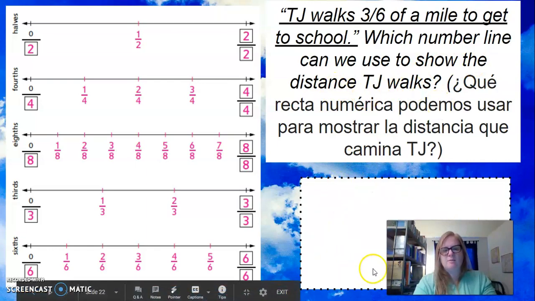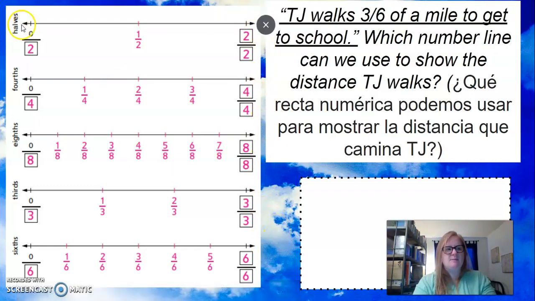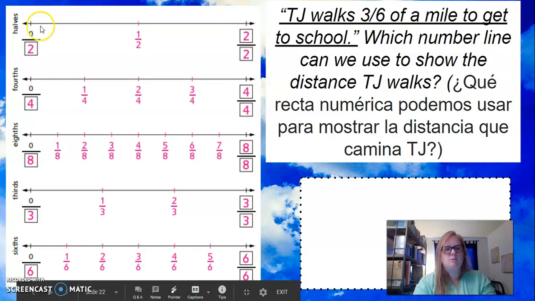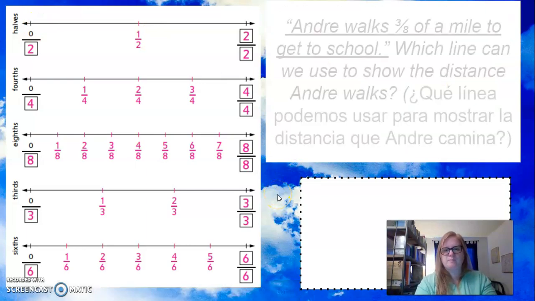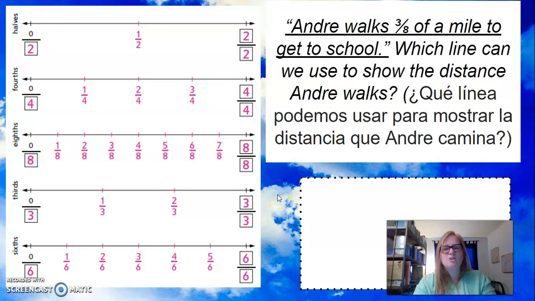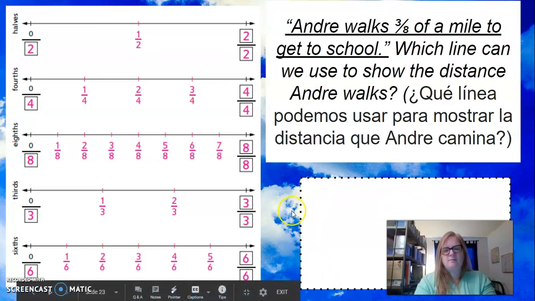And you're going to put your answer right here. Which one of these number lines? All of the names for the number lines are right here. Which one will we use? Andre walks 3/8 of a mile to get to school. Which line can we use to show the distance Andre walks? And you're going to put your answer right here.